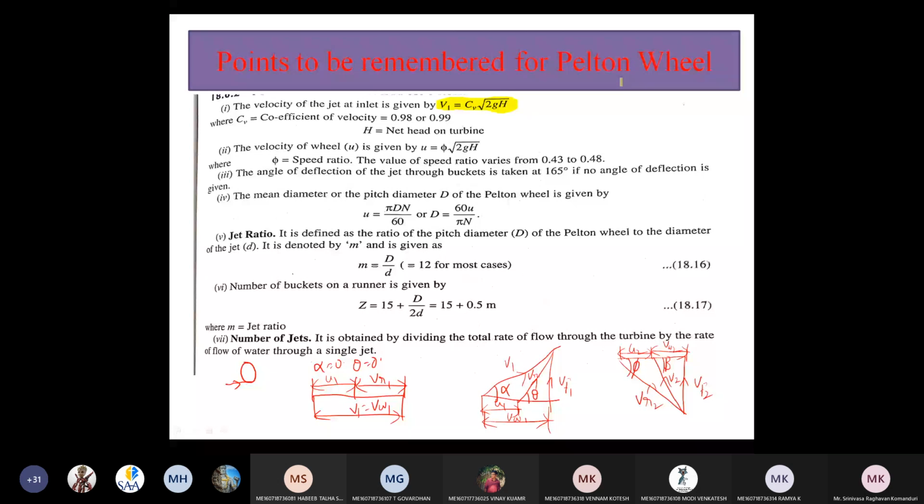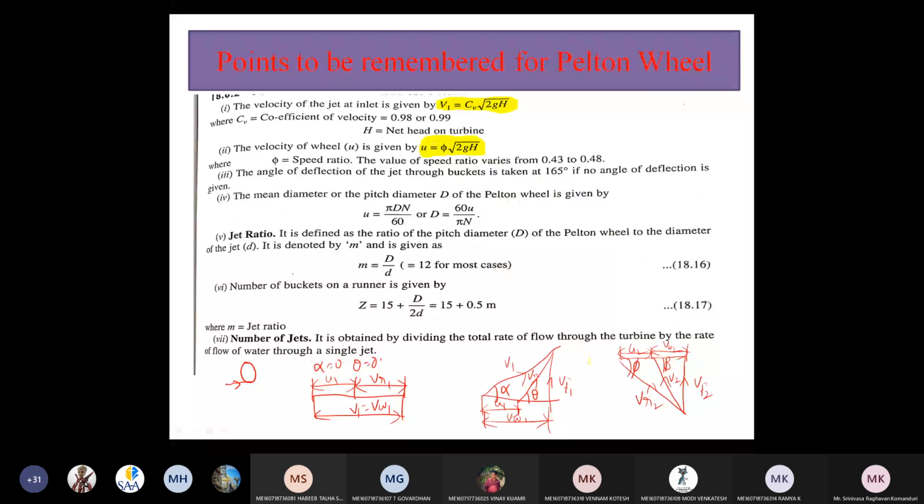This phi is nothing but speed ratio. See, here you don't get confused. In inlet and outlet velocity triangles, we are having phi. That phi is vane angle. This phi is speed ratio. If you are in velocity of the wheel, you are using phi. That phi is speed ratio. Whereas in case of outlet velocity triangle, you are using another phi. That phi is vane angle at outlet.